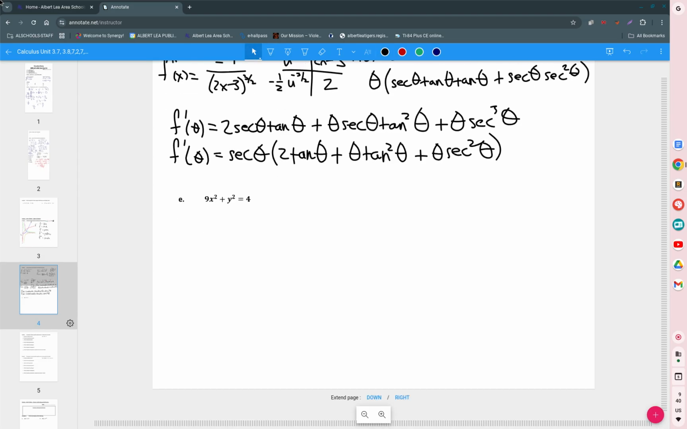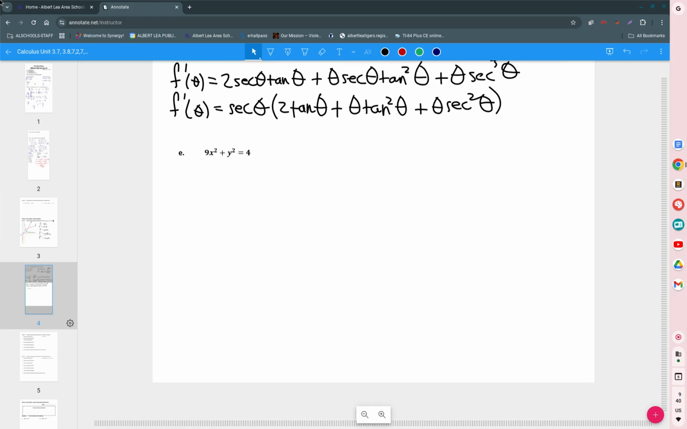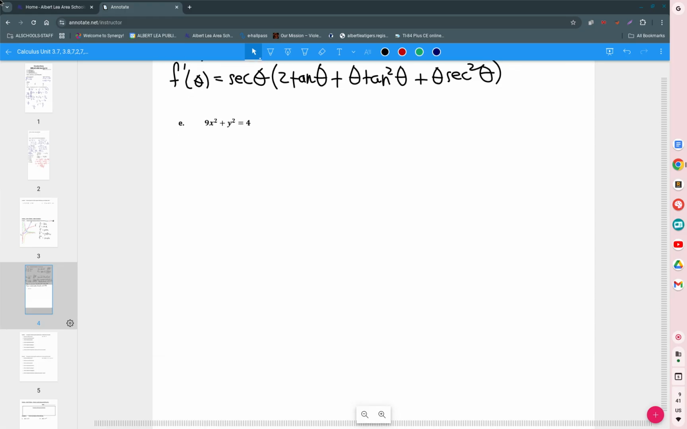Last example. 9x squared plus y squared is equal to 4. First question. What does this look like as a graph? Do you recall? Close.